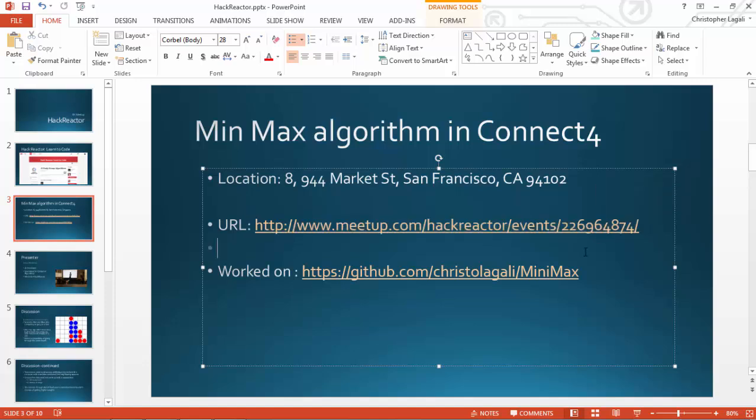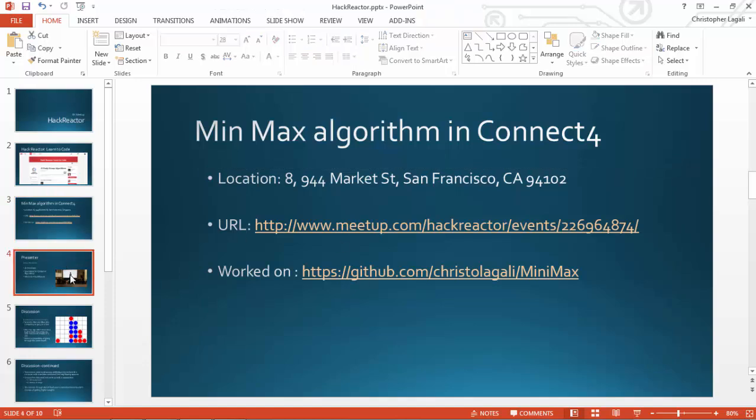They are a group of people who provide training, and they have meetups like this where they talk about algorithms. They discuss various solutions for the algorithms, and we get to work on actual code and upload it onto GitHub to show what we did. So we worked on a min-max algorithm that's here, and I've uploaded it to GitHub so you can see that too.